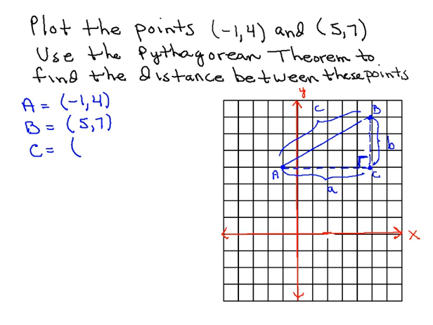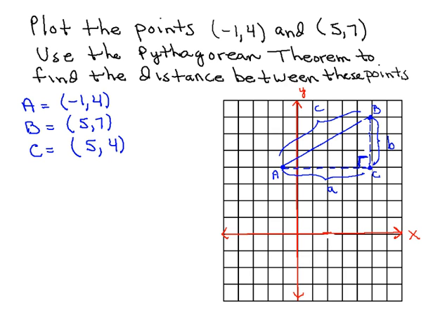And I trust you'll agree that the x-coordinate of C must be the same as the x-coordinate of B, since they lie in the same vertical line. And the y-coordinate of C will be the same as the y-coordinate of A, since they lie in the same horizontal line. So then we have the coordinates of C being 5, 4.